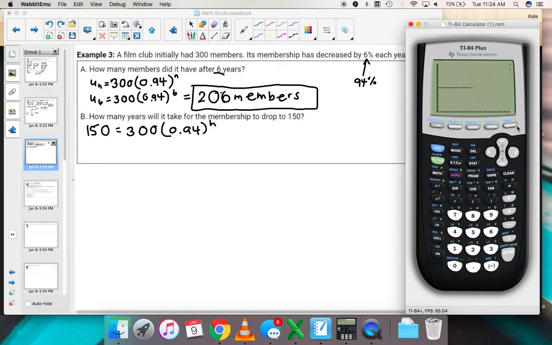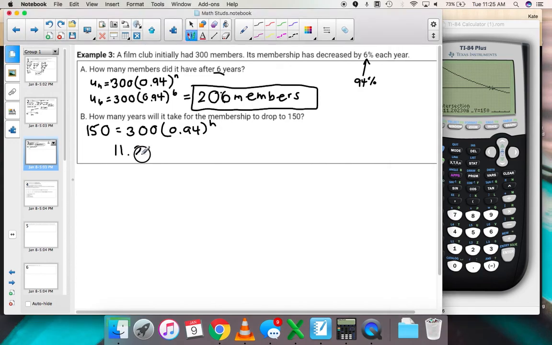So when I graph that, here is my film club membership at 150 members. And here is my exponential decay graph, and what I'm looking for is the intersection point. So I'm going to second function, trace, intersect, enter, enter, enter, and voila, my membership is going to equal 150 after 11.2 years. So it will take 11.2 years for my membership to drop to 150 members.